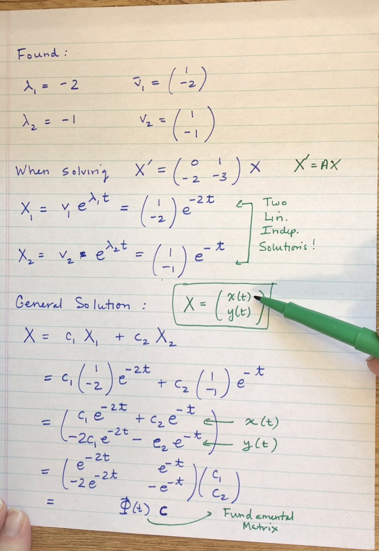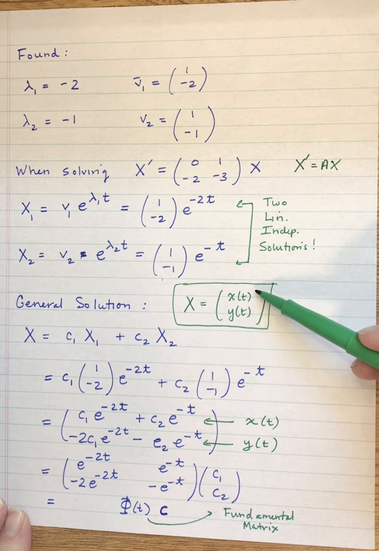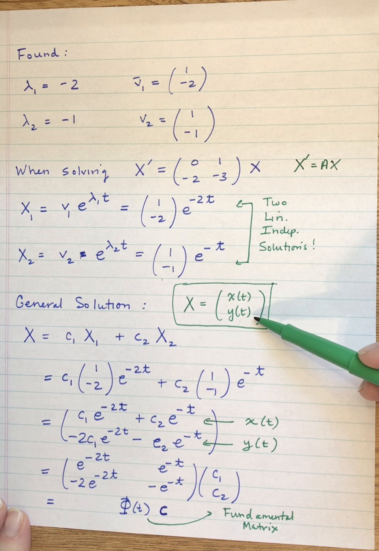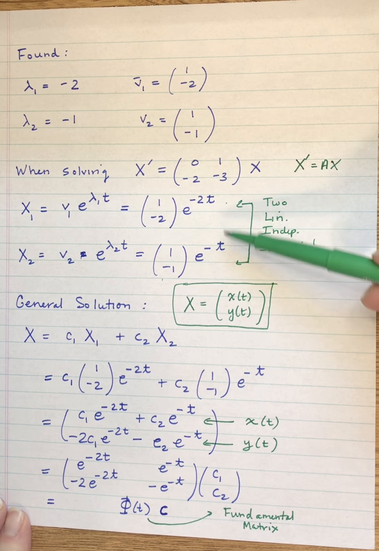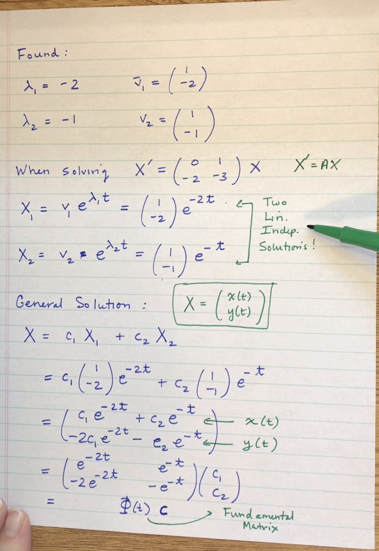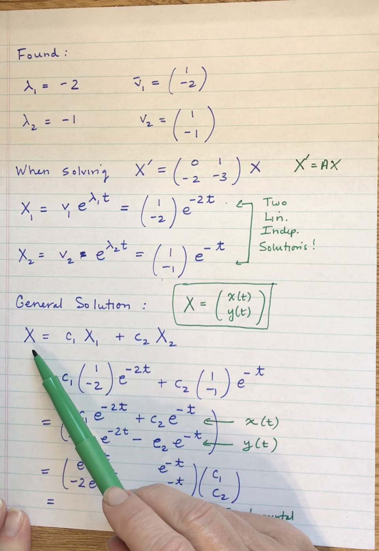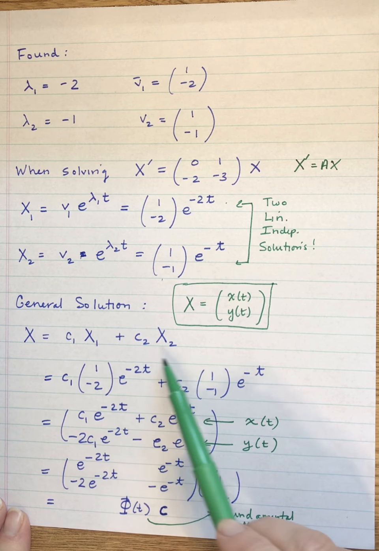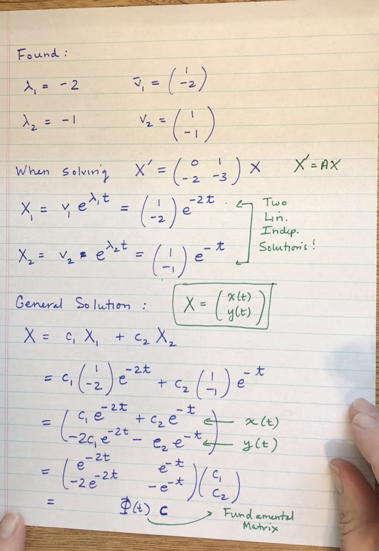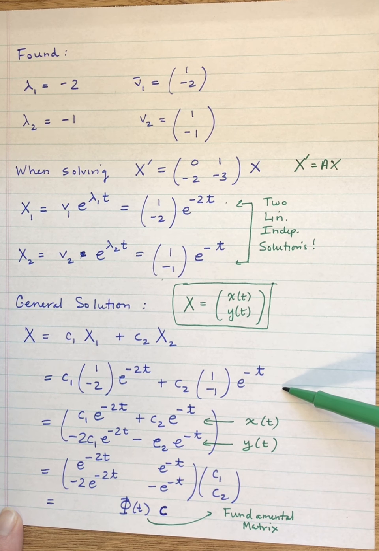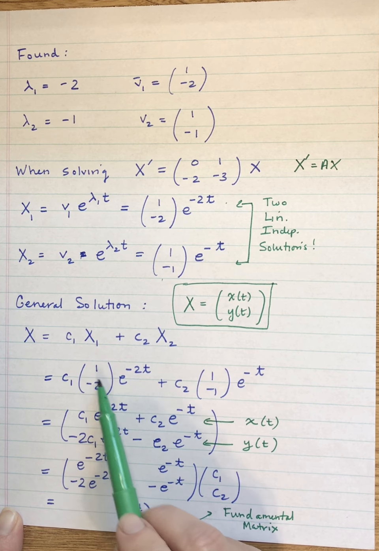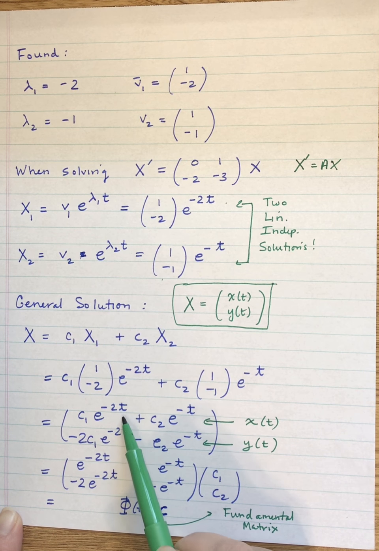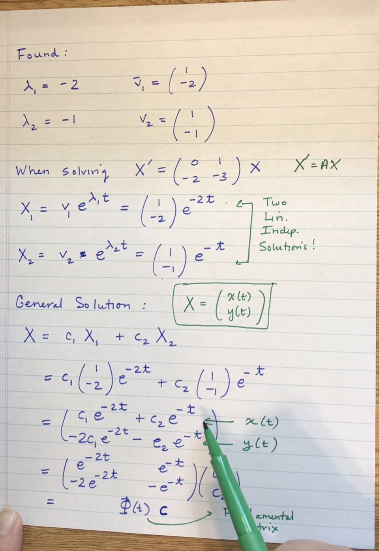Now our solution, our x, is made up of two components, a little x of t and a little y of t, and we're finding all this information at one time. If you have two solutions and they happen to be linearly independent, we'll talk about that in a few days, we just take our general solution to be the linear combination of the two, just like we did with second order equations. You can rewrite this as though you're multiplying through: c sub 1 times 1 times e to the minus 2t plus c sub 2 times 1 times e to the minus t.